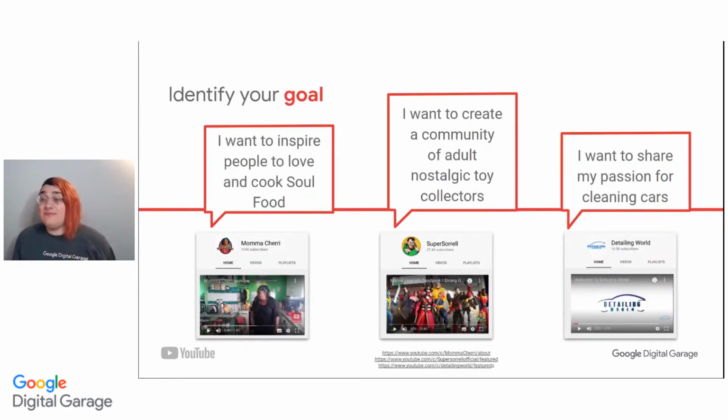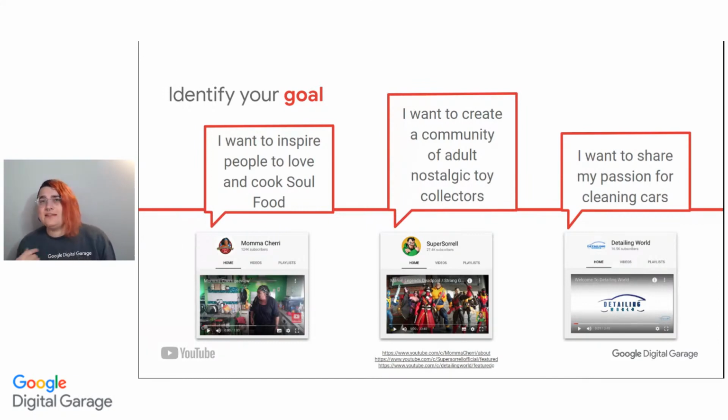And then once you've got your passions, you can think about your goals. A goal is what you hope to achieve with your YouTube channel. Why does it exist? Here we've got some examples of different channels. We've got Mama Cherry: I want to inspire people to love and cook soul food. Really important the way that Mama Cherry has phrased that. They haven't just put, I want to get people to cook soul food. I want to inspire people to love and cook soul food.